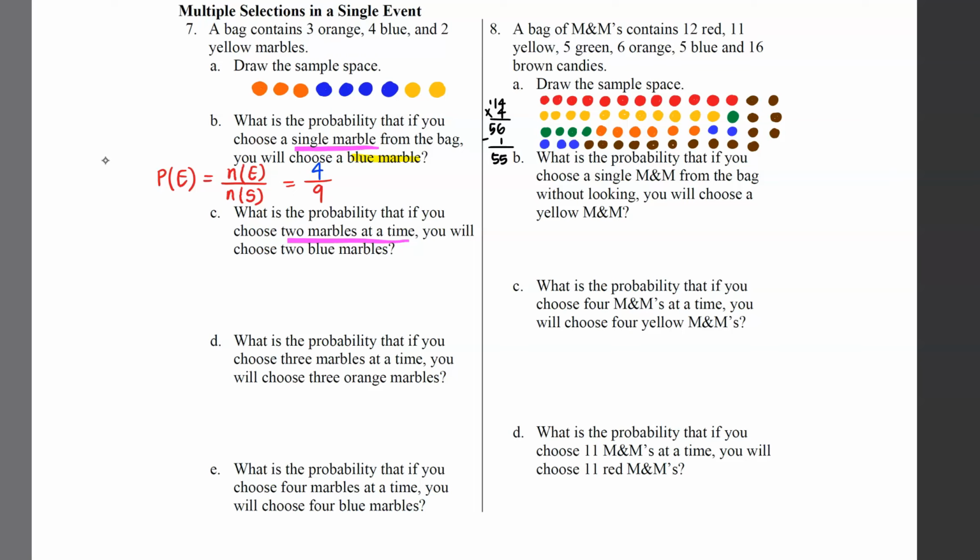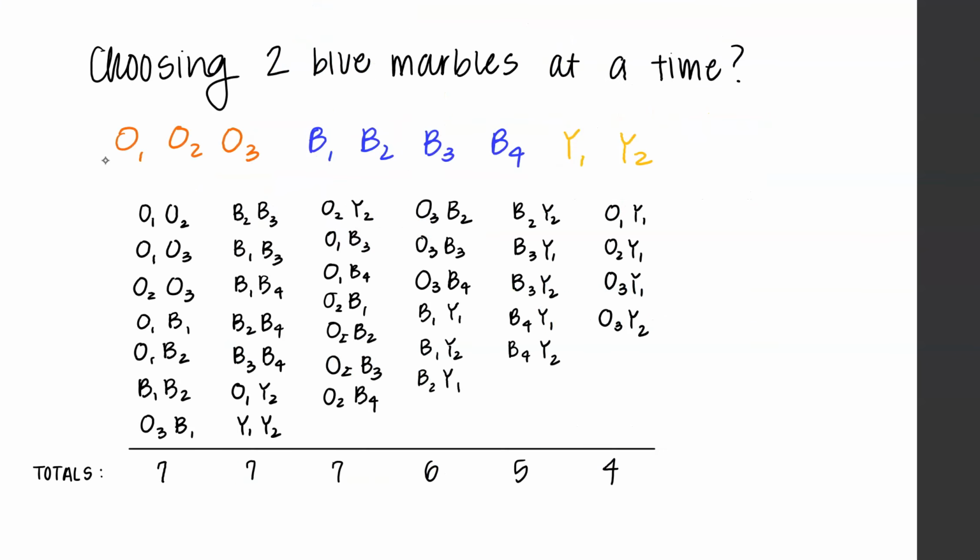What is that probability? What I have on this slide here, we'll go back and forth, is how many different ways can we choose 2 blue marbles at a time? Well, I specified all the different types of marbles I have. I have 1 orange, a second orange marble, a third orange marble, 1 blue marble, another blue marble, etc. And I found all the different ways that I can have 2 different marbles selected at the same time.